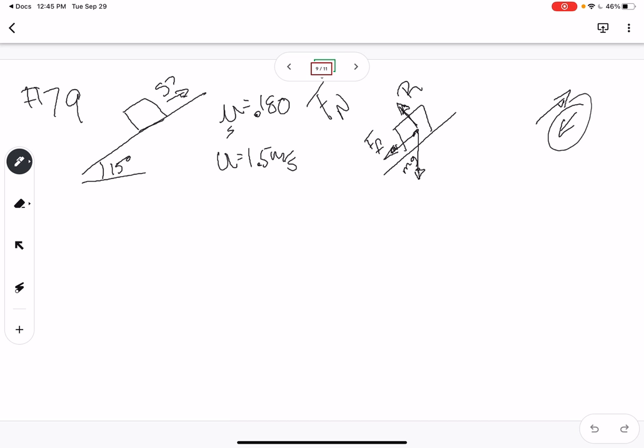So there is the force of friction. We now have a free body diagram that has all the forces attached. What about the initial speed? Does that not matter? It doesn't. The initial speed is not a force.